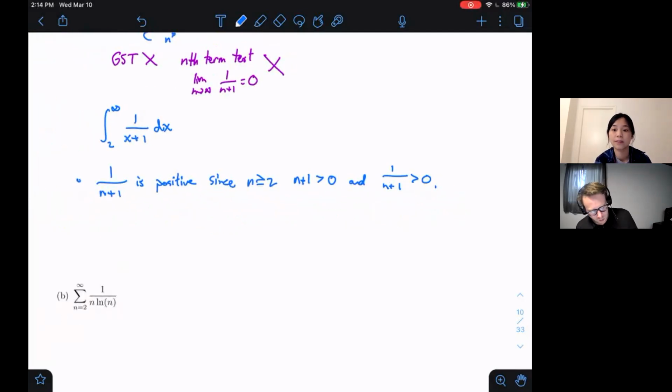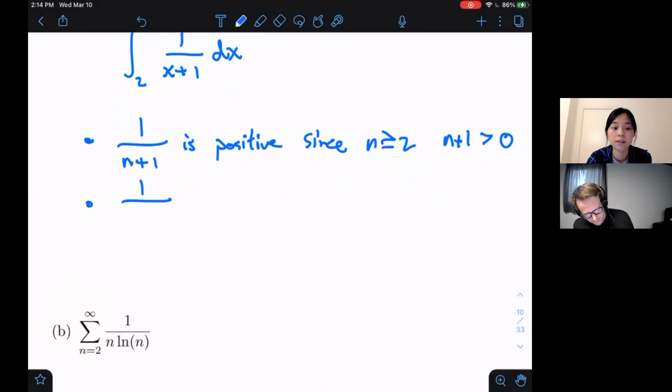All right, 2 more things to check really quick, and then I'll go ahead and take some questions. I see there's more raised hands coming here. So we have positive. Let's talk about continuous. So 1 over n plus 1 is continuous.